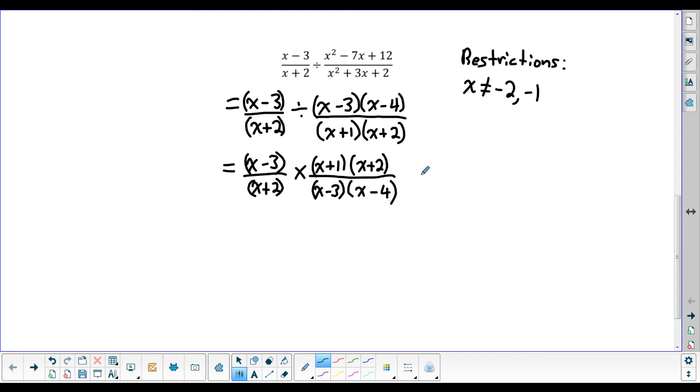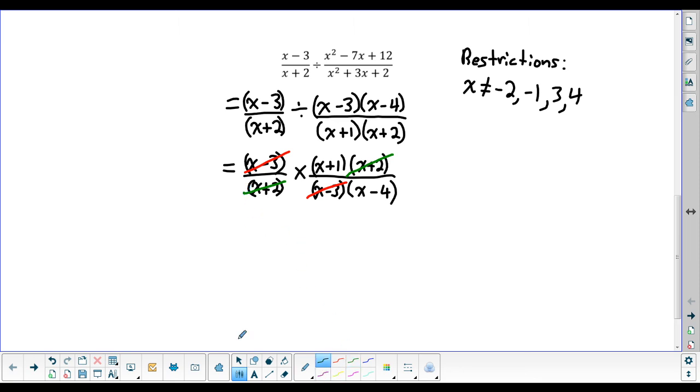Okay, so we should see if there's any new restrictions, and there certainly is. 3 and 4 are new restrictions. So now we have a full list of restrictions. Now we can try to simplify. Remember, you always want to state the restrictions before you cancel things out and simplify. Okay, so I have x minus 3 on top and bottom here. Let's cancel those out. And anything else? Looks like we got x plus 2, x plus 2.